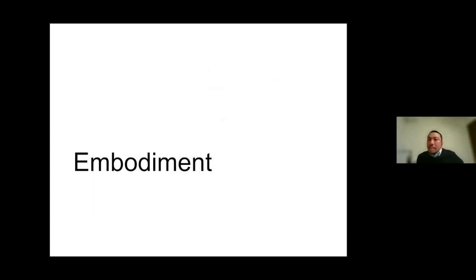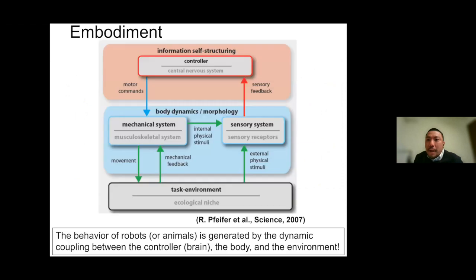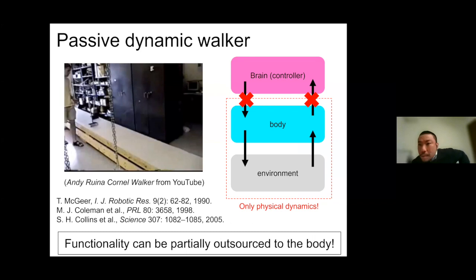And the second important concept is the concept of embodiment. I assume that we are all familiar with this concept, so I only check the main points. Basically, to understand the behavior control of animals or robots, this dynamic coupling between the controller, brain, and body and the environment is crucial. And we should not only consider the controller to understand the behavior control.